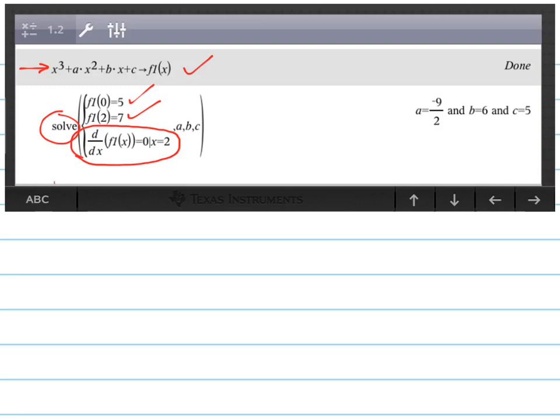Then after those three equations you put comma a, comma b, comma c. That's what you're solving for. And look what you get. It just spits them out. There they go. a is minus 9 over 2, b is 6, and c is 5. It's rather neat, isn't it? Yeah? So that is it, guys. So please practice doing that on the calculator. You need to get very good at being able to use the calculator.